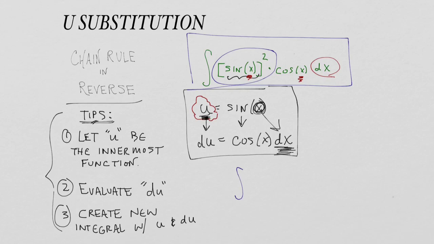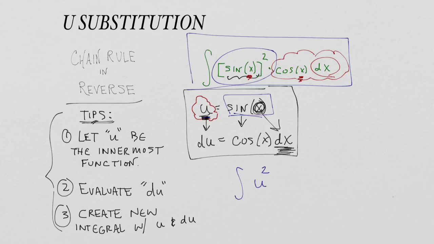Sine of x to the power of 2. I'm letting u equal sine of x, so I'm going to write this as u to the power of 2. Instead of sine of x to the power of 2, it's just u to the power of 2 because u is the same as sine of x. And then, notice what happens here. I've got all this extra garbage, right? I've got this cosine of x times dx.